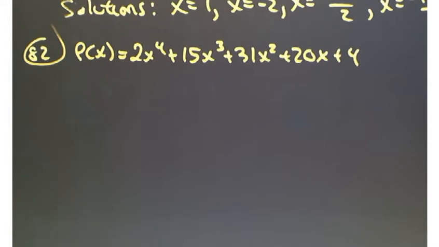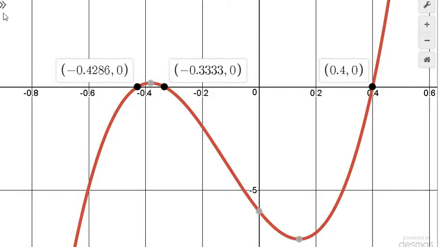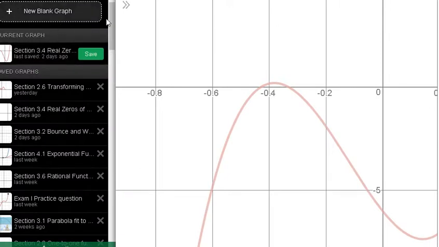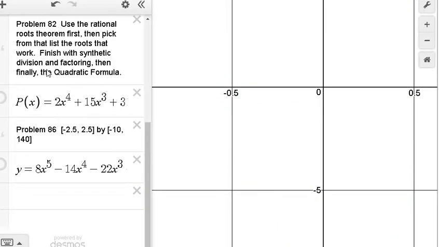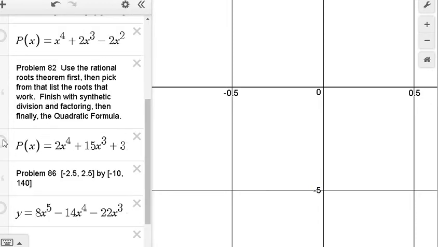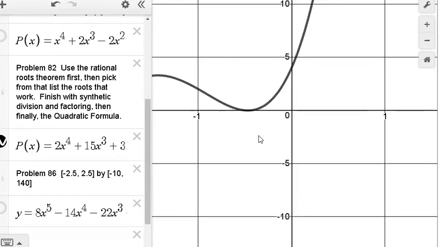Let me see if I've got this one graphed. I'll read it off to you again in case you haven't caught up to it. 2x to the 4th plus 15x cubed plus 31x squared plus 20x plus 4. I'm not sure if I have this programmed into this or not. I think I do. Let's see. Let's shut this one off. Yeah, problem number 82. So, bam.